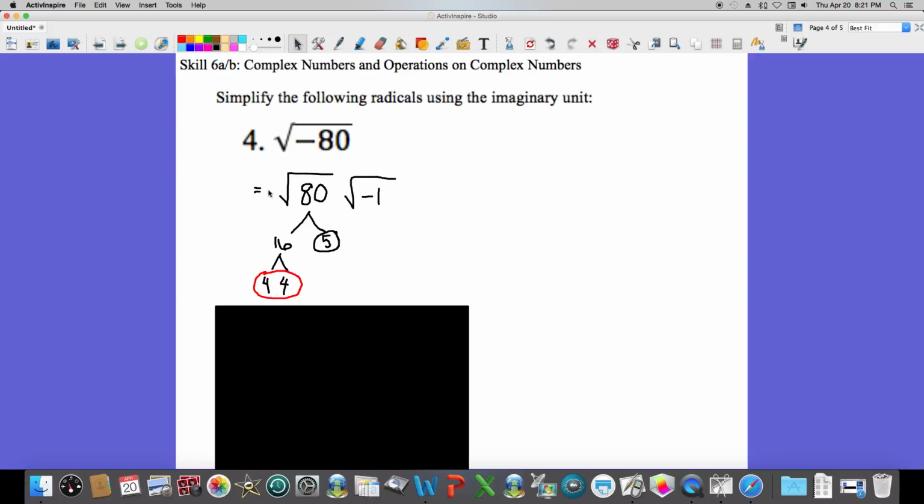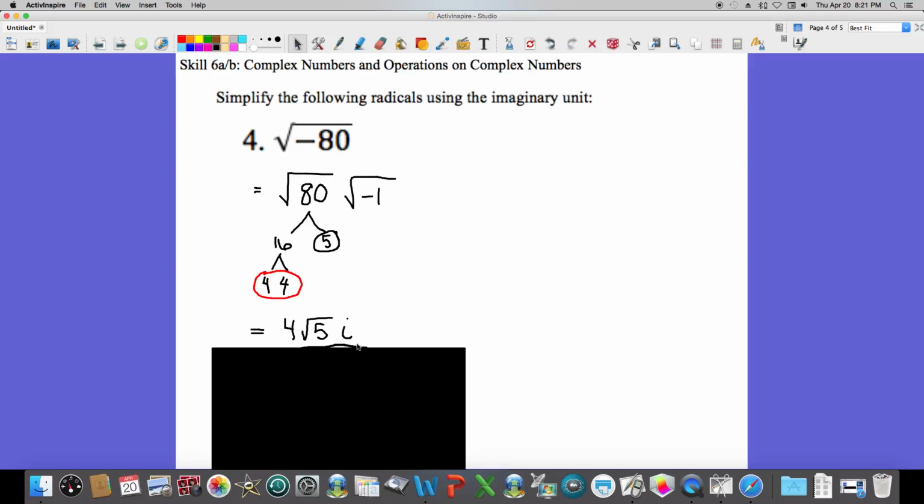So I'm going to write a 4 out in front of a radical, and then underneath the radical, since this has now been simplified, what's left is that prime number 5, and then times i. And of course, I would suggest that you not write that i as the final factor there. So I'm going to write my final answer as 4 times i times the square root of 5.